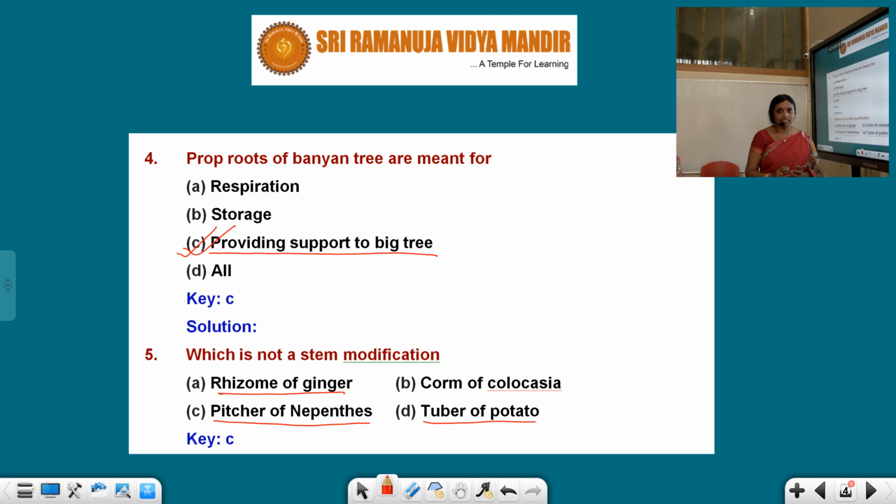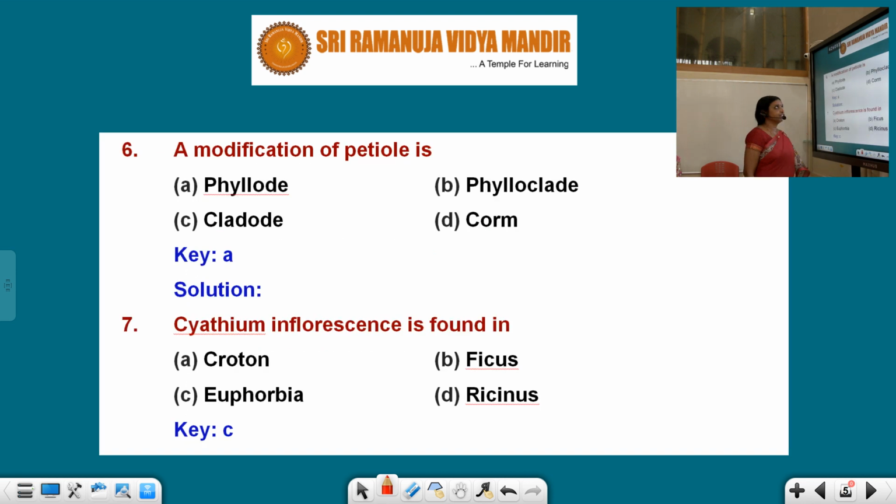A modification of petiole. Petiole modification, again a question from leaf. Phyllodes is a modification of petiole. Corm is stem modification. Phylloclade: in xerophytic phylloclade, we have seen the stem modify into a leaf-like structure and the leaf modify into spine-like structure to reduce the rate of transpiration. And corm is an underground stem modification. Cladode. So phyllodes is the petiole.